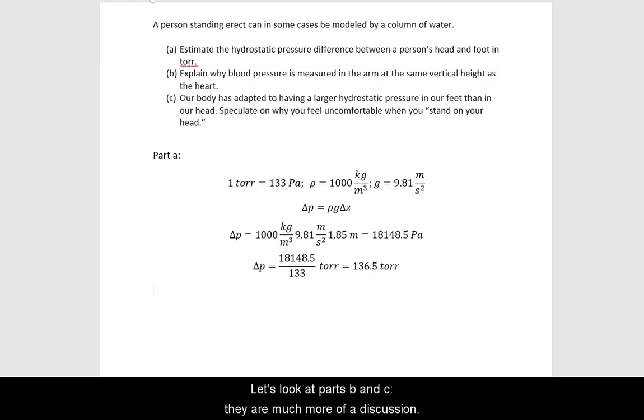So why then, let's look at parts B and C. They are much more discussion. Why then, when they take your blood pressure, do they want your arm elevated up close to the level of your heart? Why? Because they're trying to take the blood pressure at your heart, and you need to take out this difference in pressure due to elevation.